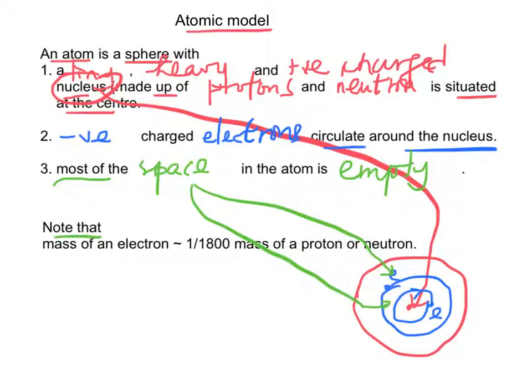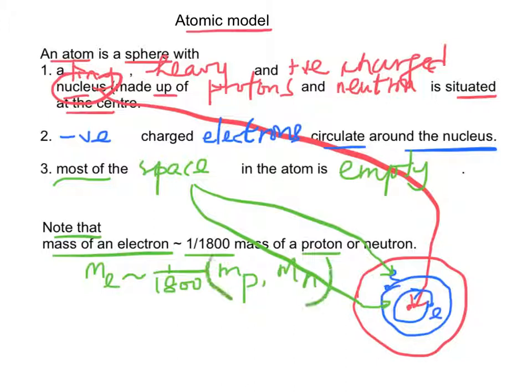Note that the mass of an electron is approximately 1/1800 the mass of a proton or the mass of a neutron.